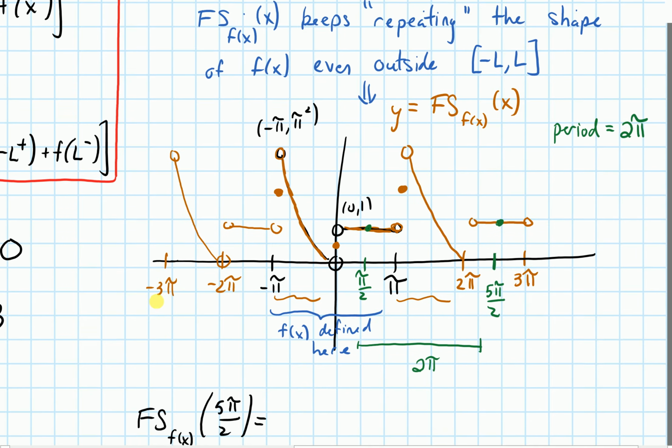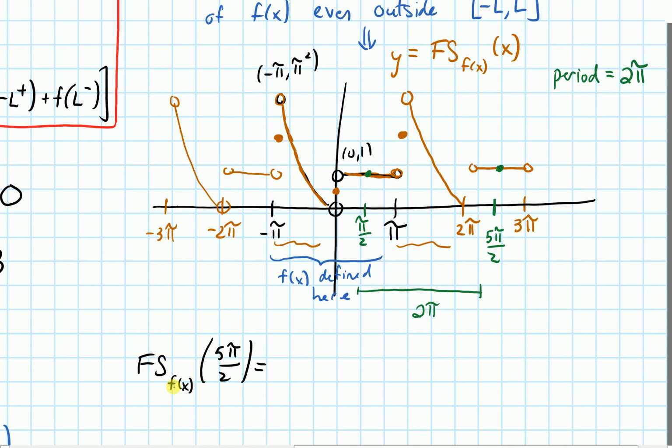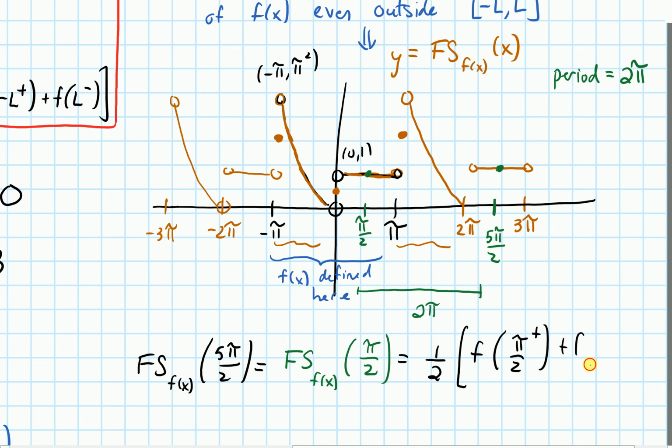So let's just state that. I want to know what the Fourier series of my function is going to converge to at 5 pi over 2. Based off of this periodic nature of the Fourier series, at 5 pi over 2, it's going to converge to the same thing it does at pi over 2. So that's when I went back this length of 2 pi. And at pi over 2, we can use our convergence theorem. It's going to be 1/2 times the right-handed limit at pi over 2 added to the left-handed limit at pi over 2. Okay, so what are these limits?